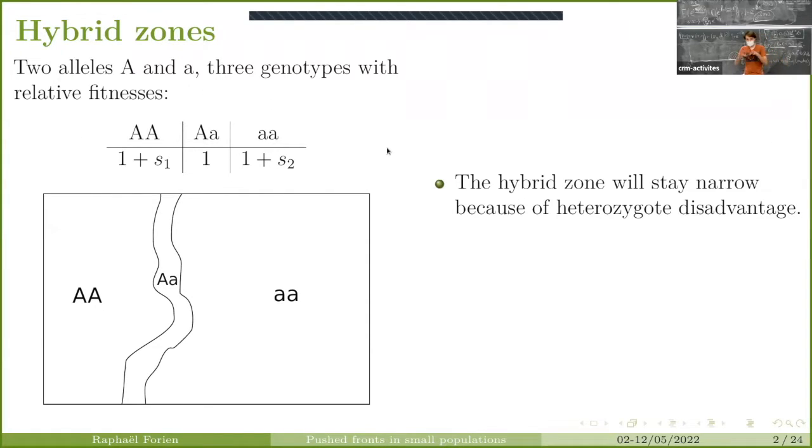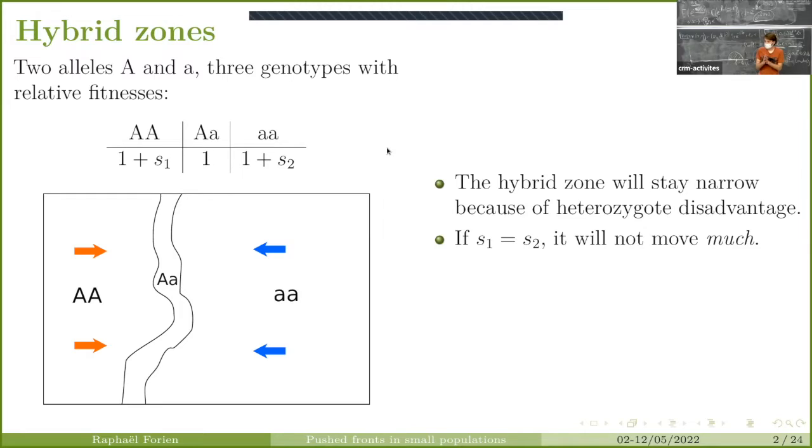If we start from a spatial configuration where all capital A individuals are on one side and all little a individuals are on the other side, we expect that at the interface between these two regions we're going to find some heterozygous individuals, because there is some random mating in the population. But these individuals are not as fit as the others, and so they will not expand and the hybrid zone will stay narrow. If the two selection coefficients are equal, it should not move too much, because it's the same advantage on both sides.